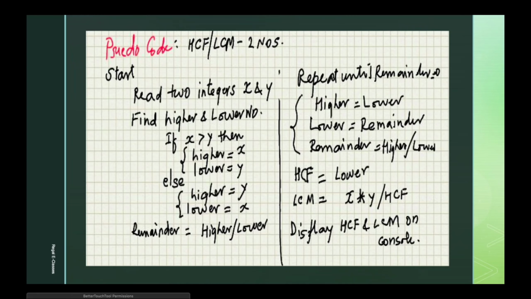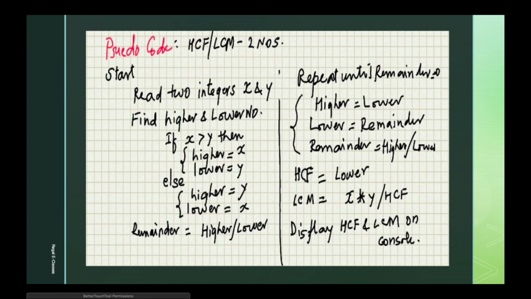and do the following. Higher is equal to lower, lower is equal to remainder, and remainder is equal to higher divided by lower, whatever the remainder is. It's a remainder function. Instead of slash, in Python it is the percent sign. If you write higher percent sign lower, it gives you the remainder. Now, once the remainder becomes 0, HCF is the lower number, and LCM is the product of the two numbers divided by HCF, and you can display HCF and LCM on the console.